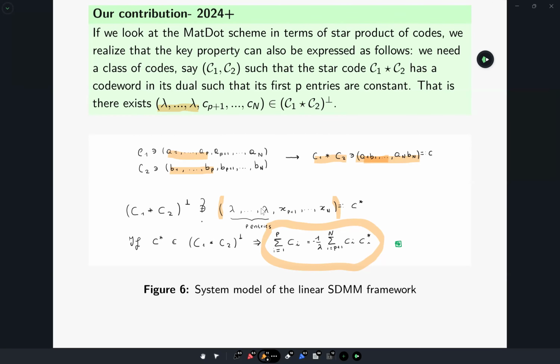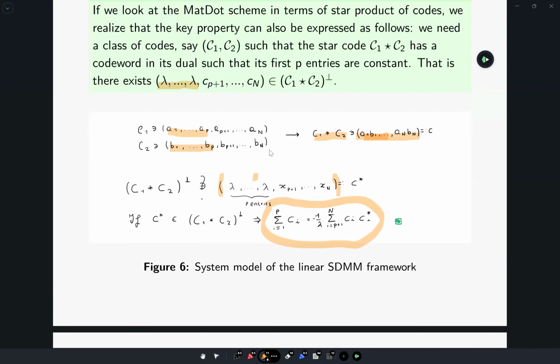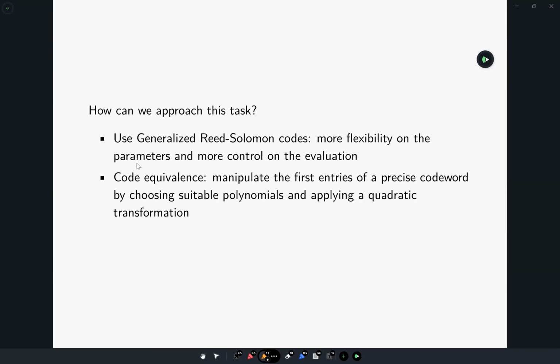Because if we have a quadratic element here, we can transfer one lambda to C1, one lambda, let's say this is lambda square, okay? We can transfer lambda here, and so we have two codes equivalent to the one we had at the beginning. So basically, this is just to give you an insight. Of course, I can't give you all the details, but we still needed to use code equivalence and choose suitable polynomials for the quadratic transformation.